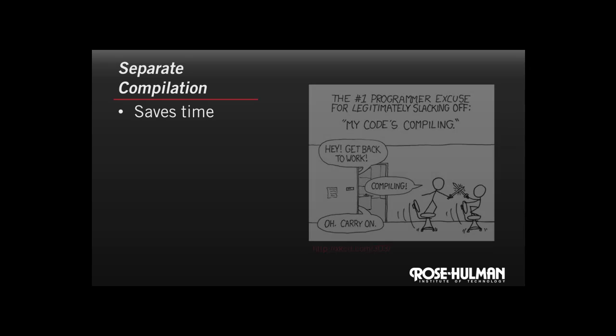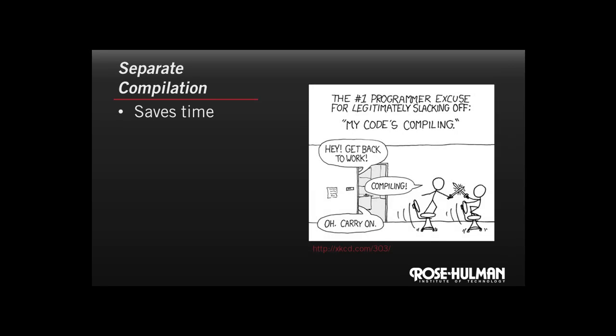Separate compilation is a technique where we can break a program down into multiple files. One of the big benefits here is that it saves time when we make changes to those files. Because if I make a change to just one of the files, with separate compilation, only that file has to be recompiled instead of recompiling the whole project. Of course, saving time isn't always a benefit, as this episode of XKCD shows.